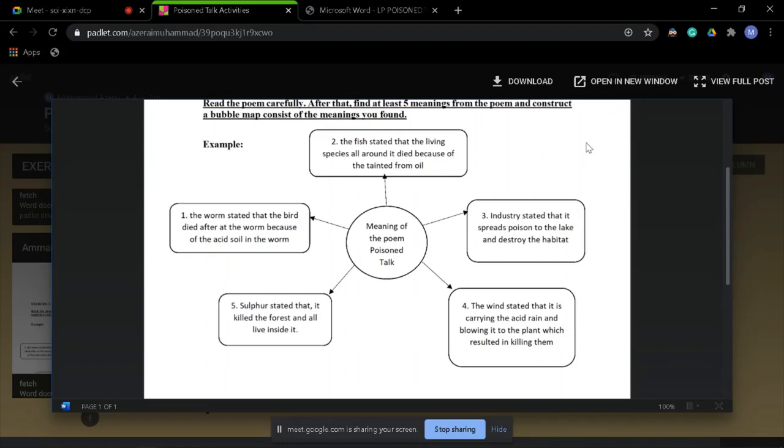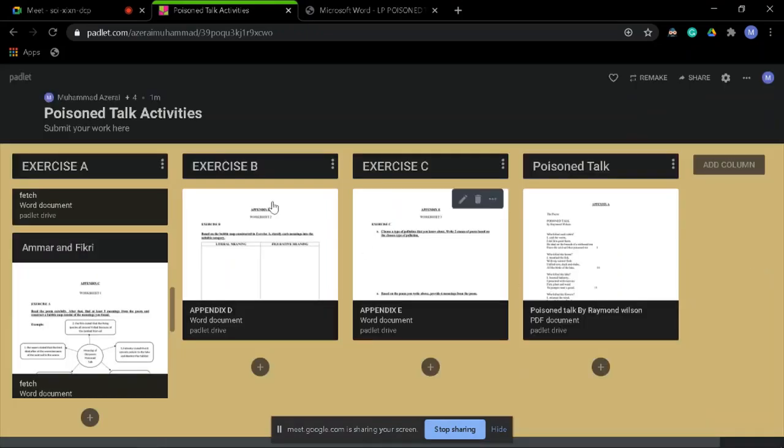And the third one just stated that it spread poison to the lake and destroyed the habitat, which means including all the living things around the industry. Number 4, the wind stated that it is carrying the acid rain and blowing to the plants, which resulted in killing them. So the rain is very bad for our surroundings. The last one is sulfur, which stated that it killed the forest and all that lived inside, which means that sulfur is very acidic and really destroys the environment and the surrounding habitat all around the forest. Alright, that's all from me.